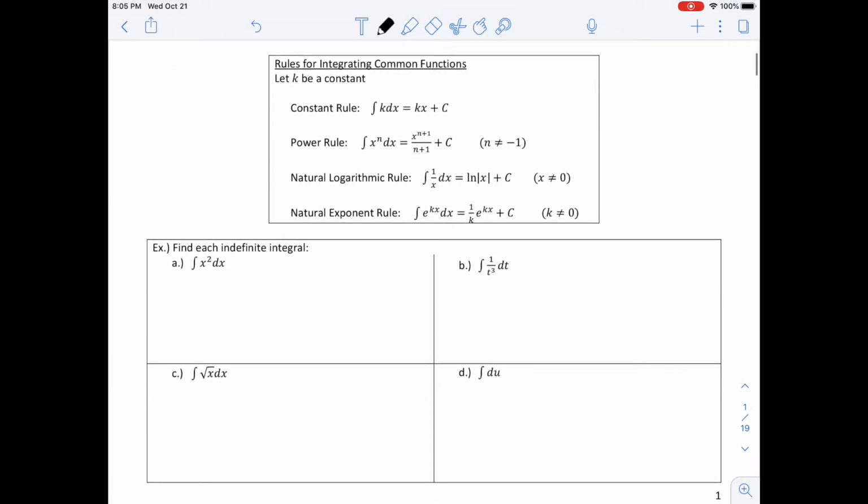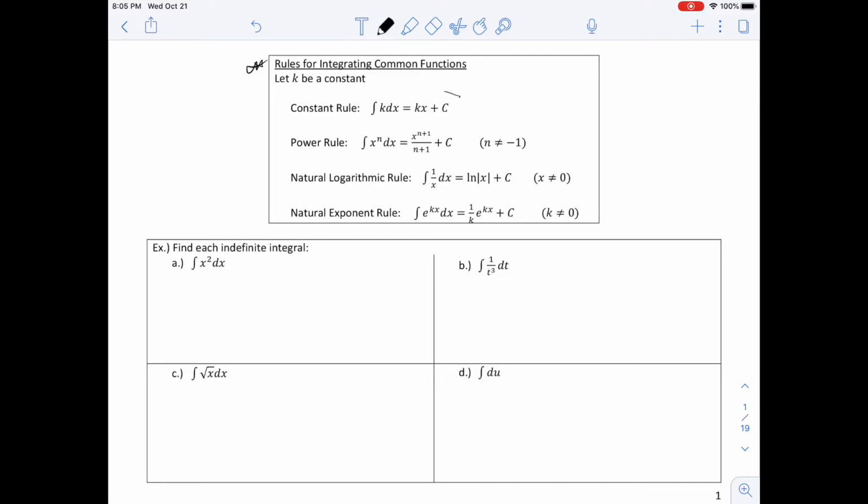So we have some rules for integrating common functions, and the rules from derivatives are very useful to know for finding antiderivatives, since they're going to be almost like the opposite of one another. So the better you know those rules from Chapter 2, the better off you'll be with Chapter 5. The first rule we have is called the constant rule. It says the integral of k dx is equal to kx plus c.